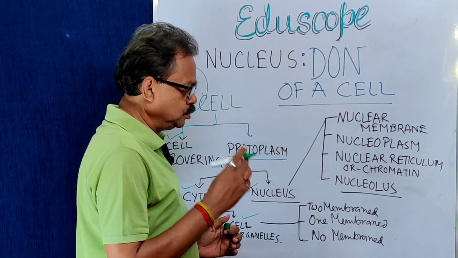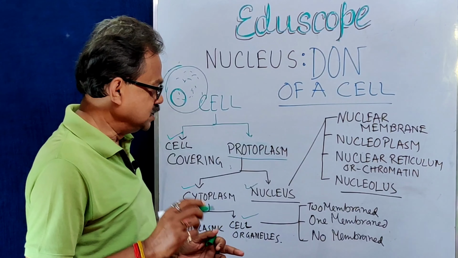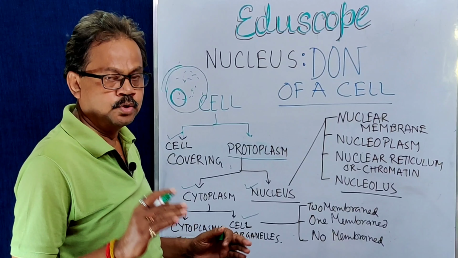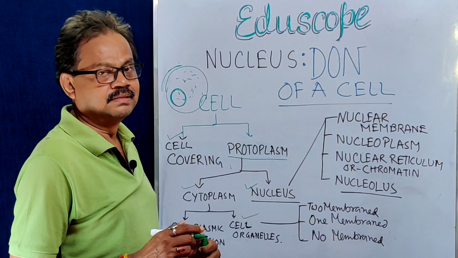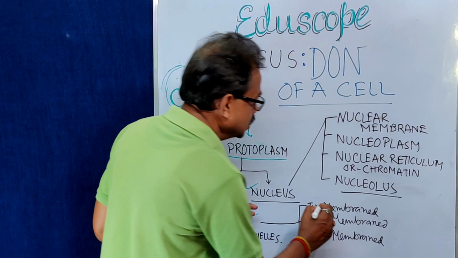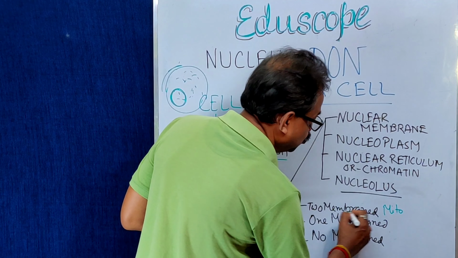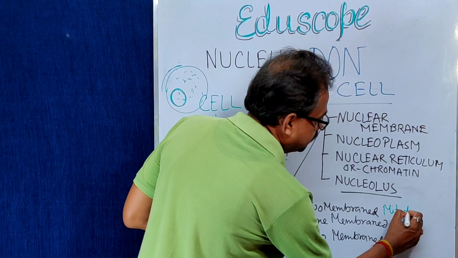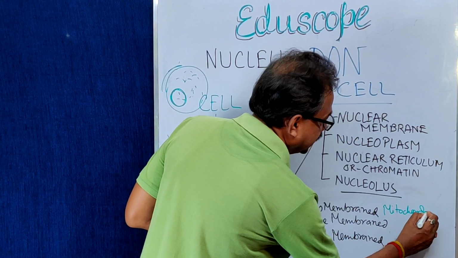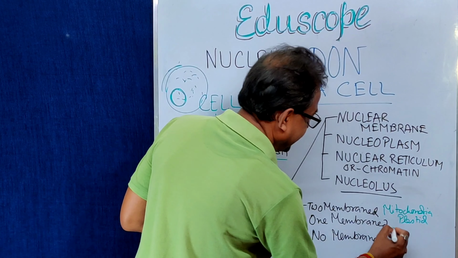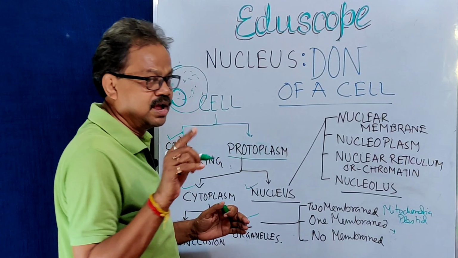There are two cell organelles which have two membranes and are present in the cytoplasm. One is mitochondria, another is plastid. So mitochondria and plastid are examples of two-membrane cell organelles. Okay, next, only one membrane is present.